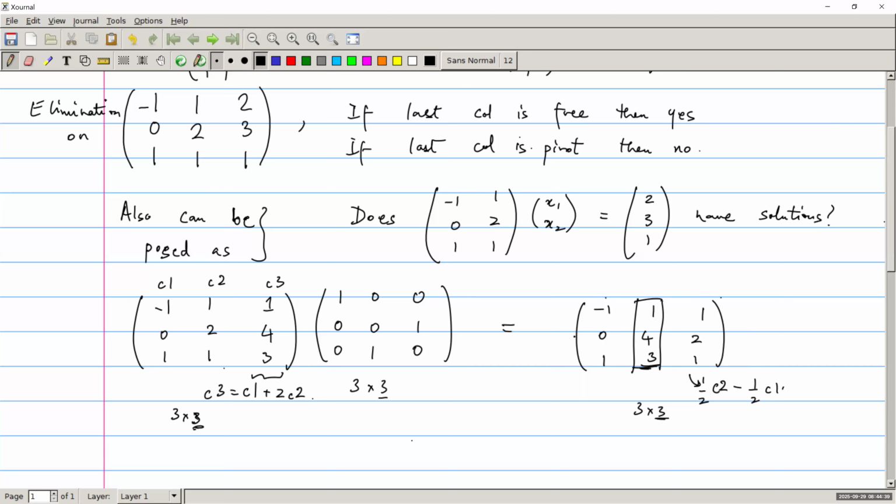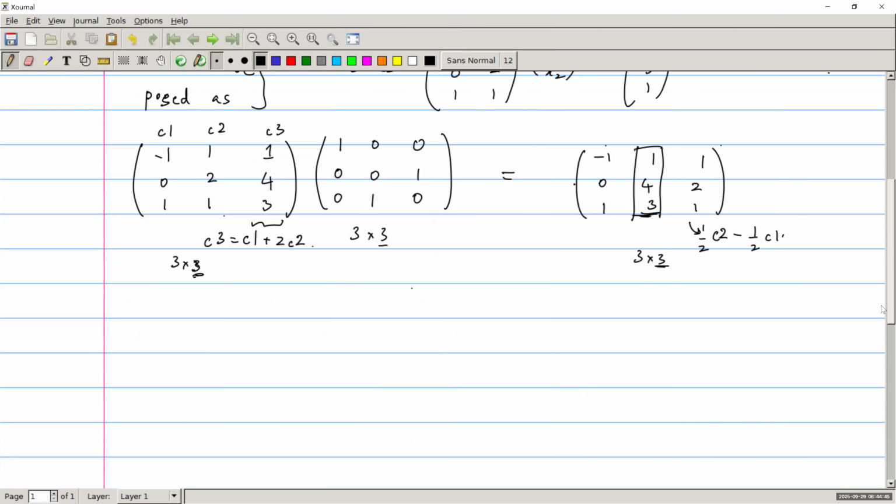Okay, so any questions? Right, and the other fact that column 3 happens to be column 1 plus 2 times column 2. So this is column 1, column 2, column 3. That can be written in terms of an expression here. Like we say this matrix times some vector equals 0. Okay, what is that vector?